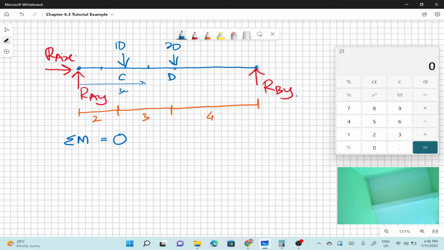Because we have 2 unknowns here and just 1 unknown here, I'm just going to pick this point here as our point of reference. So I'm going to put MA. Then summation means the total bending moment, the net, the resultant moment. That is what we mean by the summation symbol.